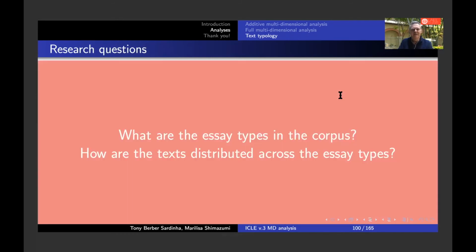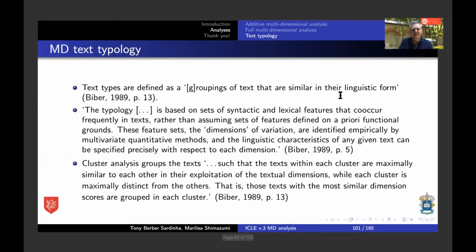So the research questions: what are the essay types in this corpus? What are the texts? How are these texts distributed across the essay types? So MD text typology. The text typology based on an MD analysis defines text types as groupings of texts that are similar in their linguistic form.